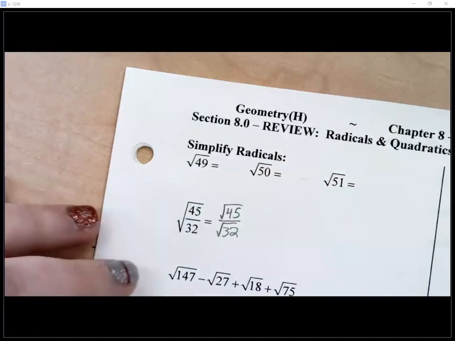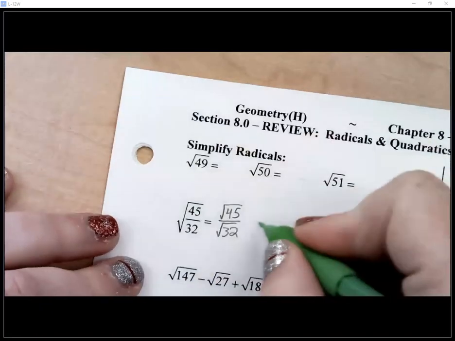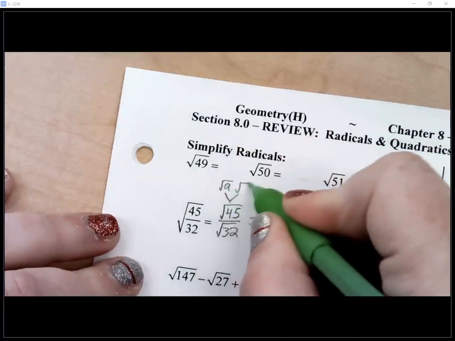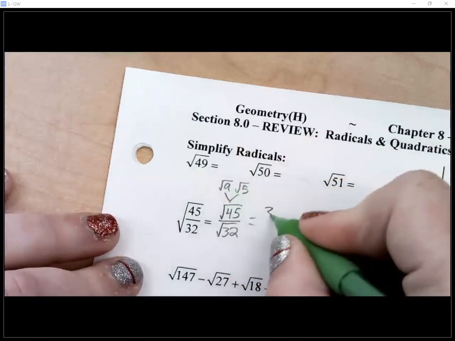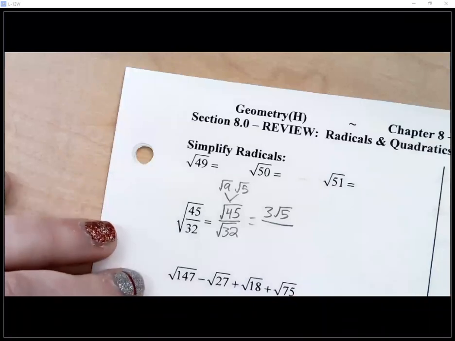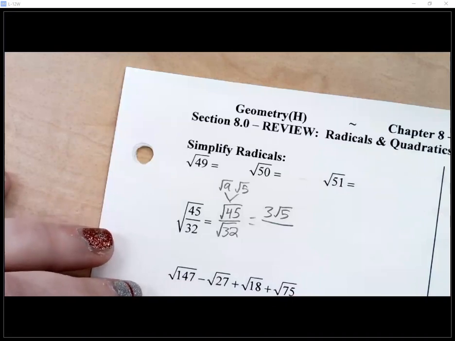So 45 splits up into 9 and 5. So that one's just 3 root 5, right? And then 32, although it's true that 4 divides 32, there's a bigger perfect square, 16. So you want to try and find the biggest one, because if you don't, then you're going to be stuck with a radical that needs to be simplified again. You're making more work for yourself.